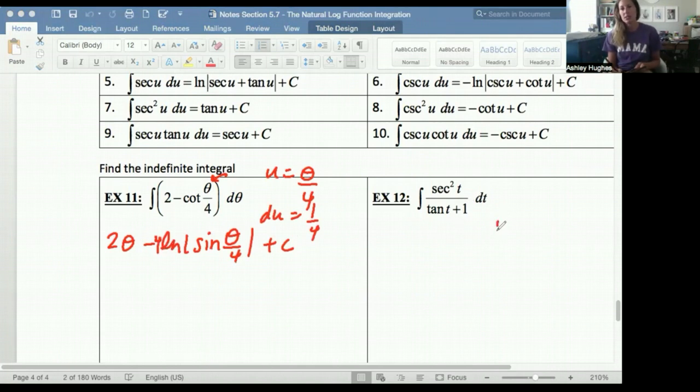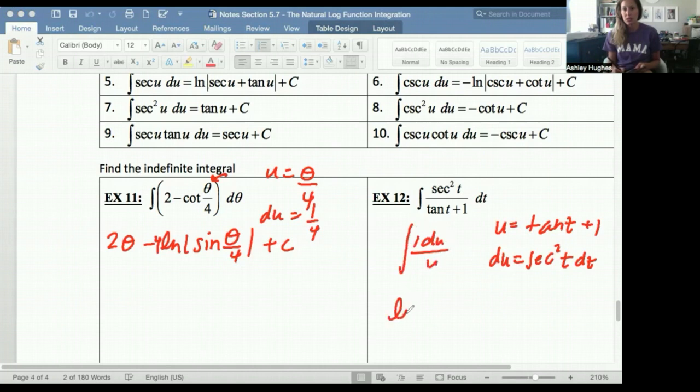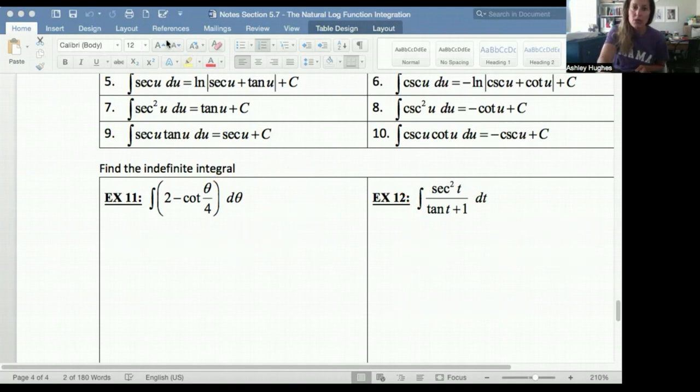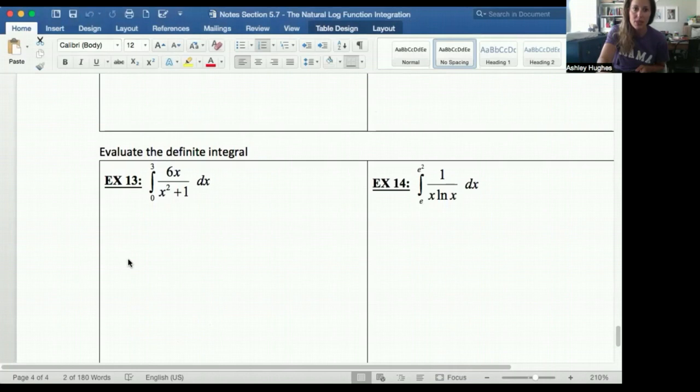This one, I need to say that the bottom is u, so that du would be secant squared. And so I notice that that's just du, and that's u, right? We have du over u. And so the answer is natural log of the bottom, because it perfectly works out where this happens to be a function and its derivative. So I don't usually rewrite the whole integral when I notice that it's perfect like that.